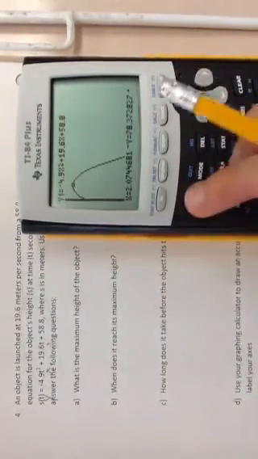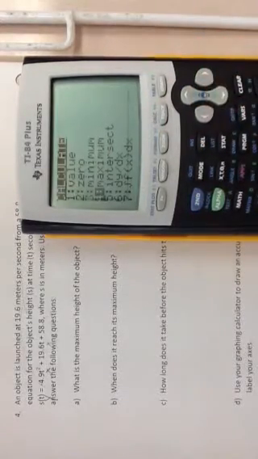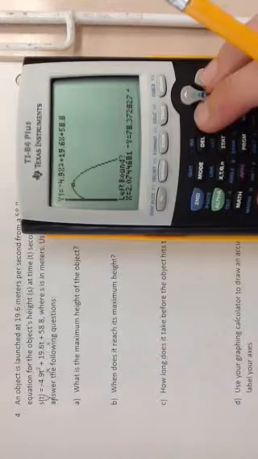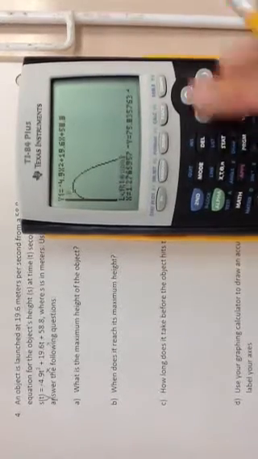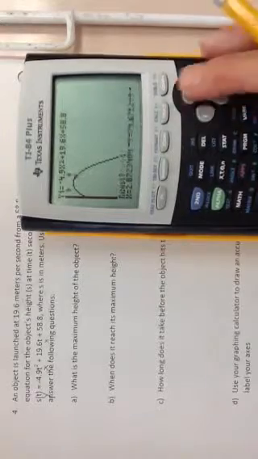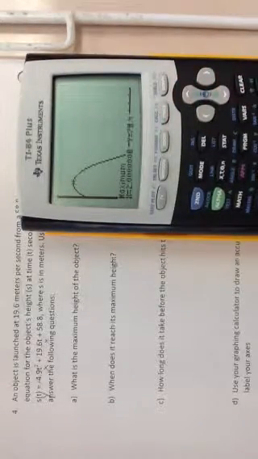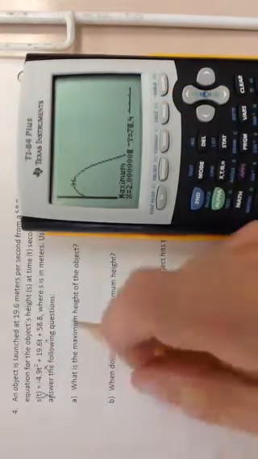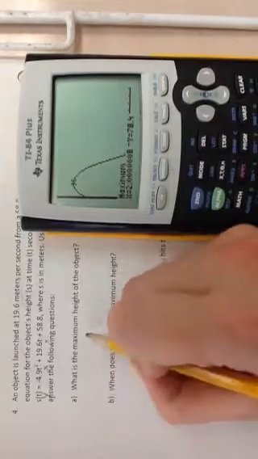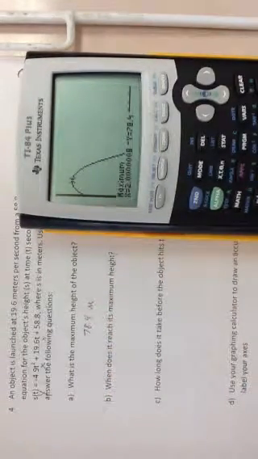Now if I wanted to be more accurate, I could do second calc. I could find my maximum. It says left bound, so go to the left side. It says right bound, so go to the right side of that maximum. And then it says guess, so go right to where you think it is and hit enter. And 78.4, right? So the maximum height of the object is 78.4 meters, right?